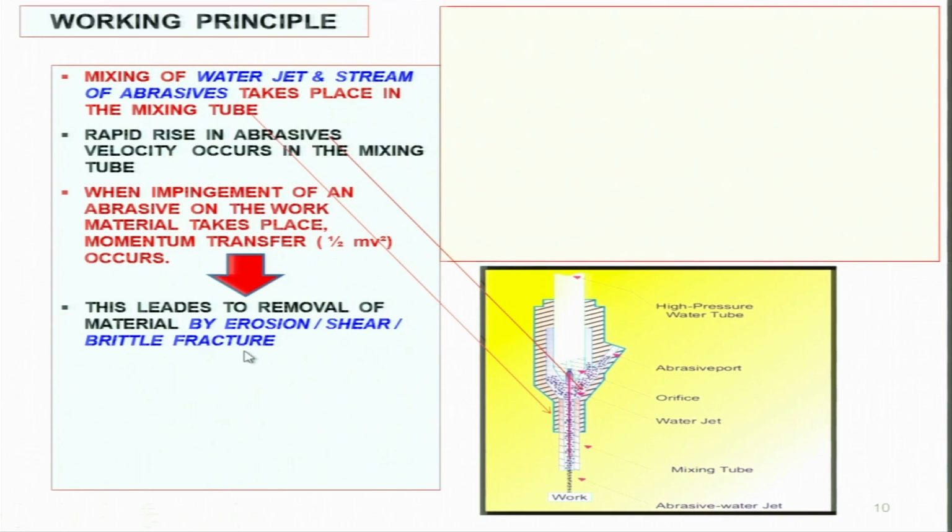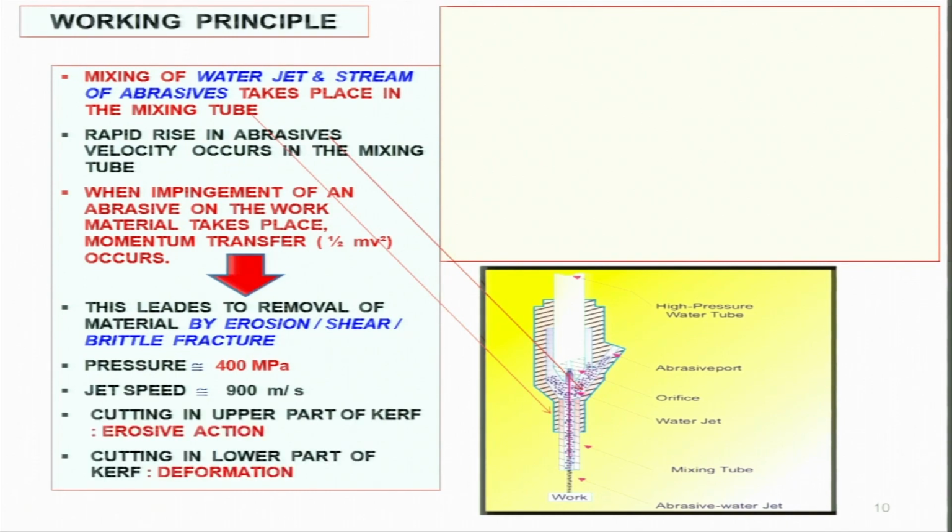This leads to removal of material by erosion, shear, or brittle fracture. It will depend upon what the properties of the workpiece material are and where it is cutting. Is it cutting at the top, in the middle, or at the bottom? Pressure is around 400 megapascal. Jet speed may be as high as 900 meter per second. Cutting in the upper part of the curve, erosive action takes place. Cutting in the lower part of the curve, deformation takes place.